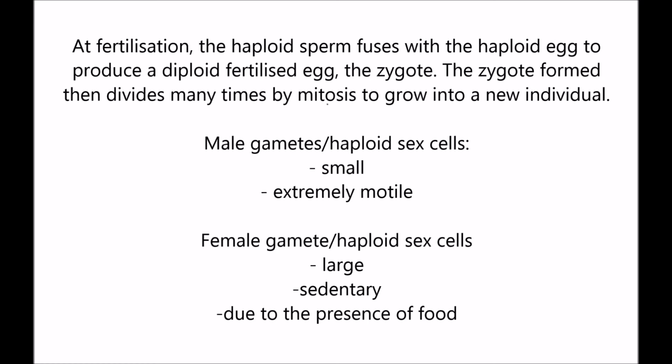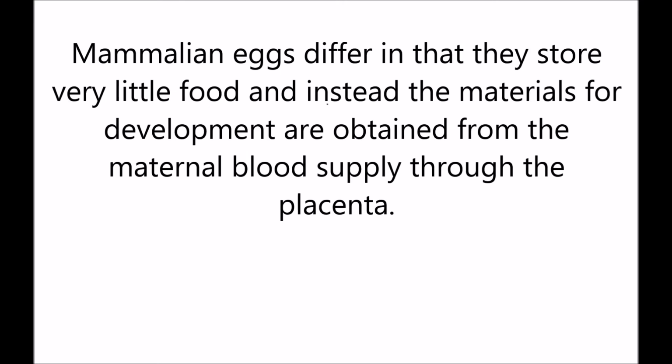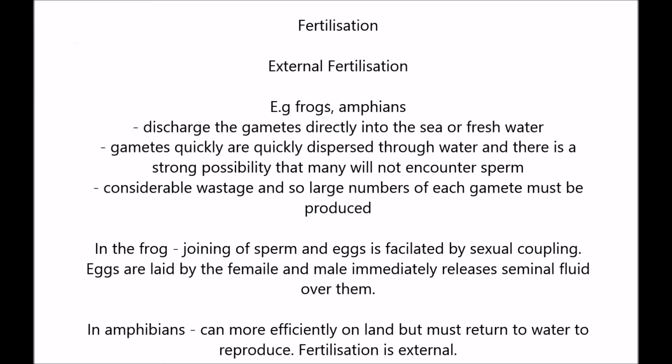Male gametes, or male haploid sex cells, whatever you want to call them. These are small and extremely motile. Female gametes. These are large and sedentary. This is due to the presence of food. Mammalian eggs differ in that they store very little food, and instead the materials for development are obtained from the maternal blood supply through the placenta.